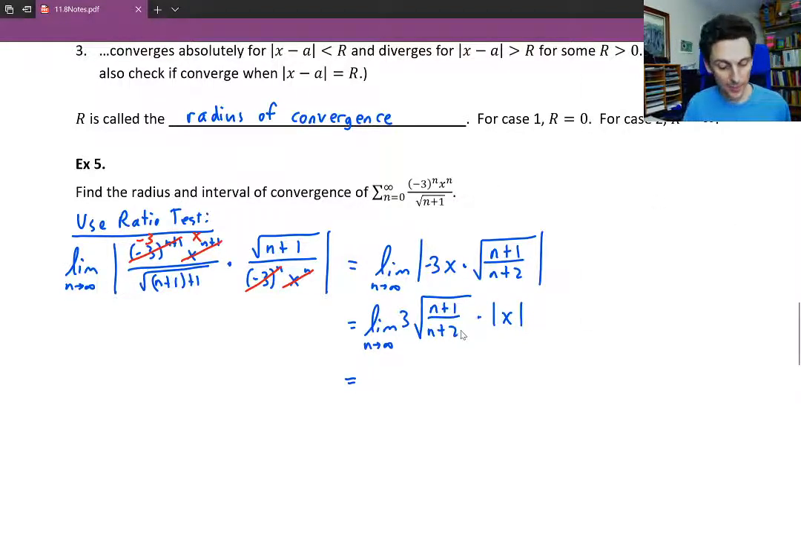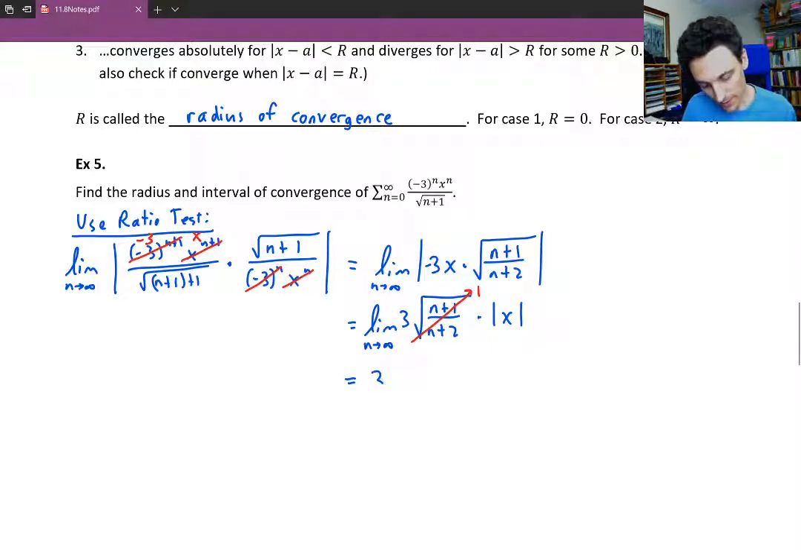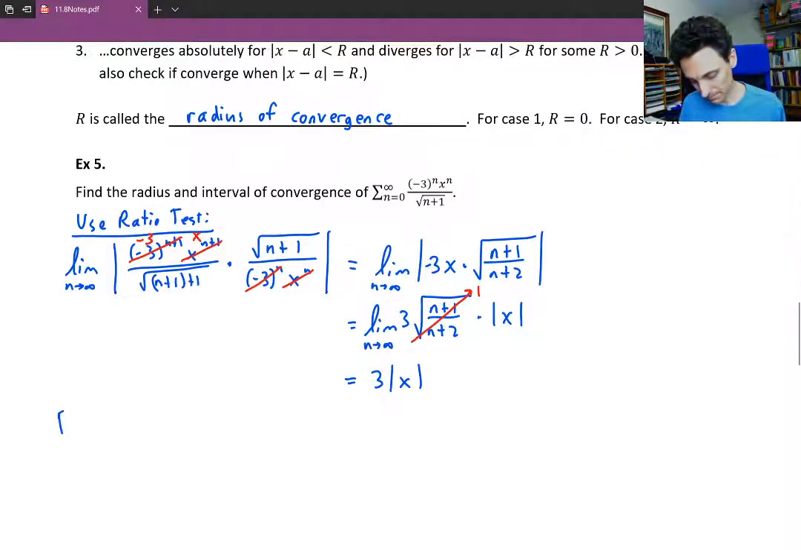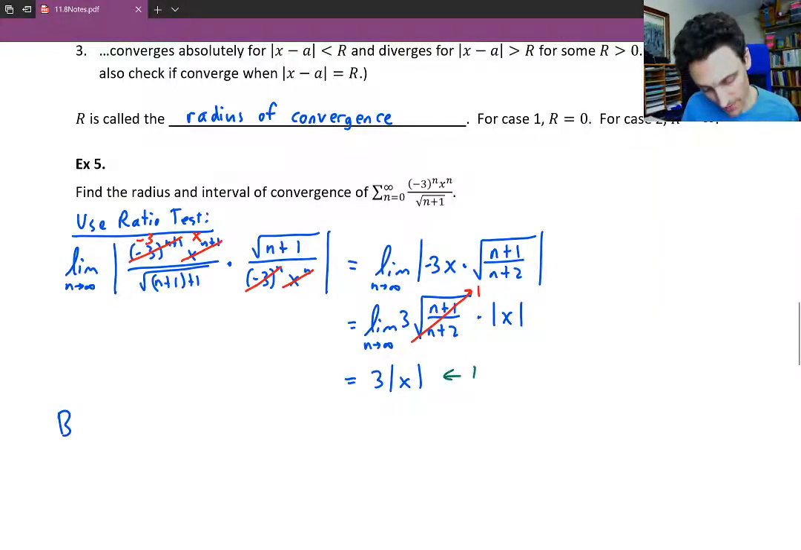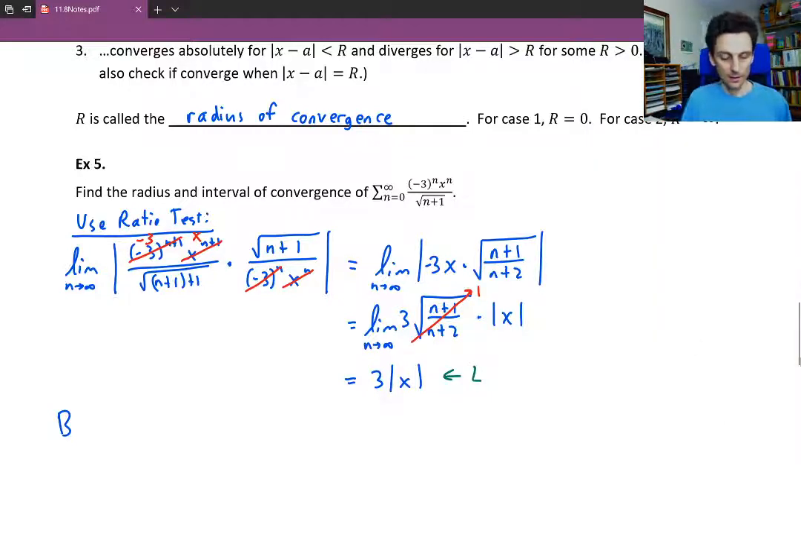Now the limit as n approaches infinity of n plus 1 over n plus 2 is going to be 1. And the square root of 1 is 1. So overall, we're going to get 3 times the absolute value of x. Oh, and again, remember that this is our L value. So as long as that L value is less than 1, we've got convergence. Absolute convergence, in fact.